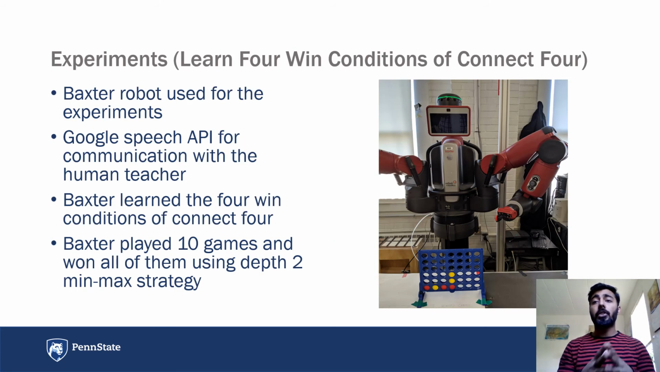Now, to evaluate our system, we first perform an experiment in which the Baxter robot was taught the 4 win conditions of Connect 4, and then we played 10 games with the robot in which it won all of the times by using min-max strategy, which shows that the robot learned all 4 win conditions of Connect 4.